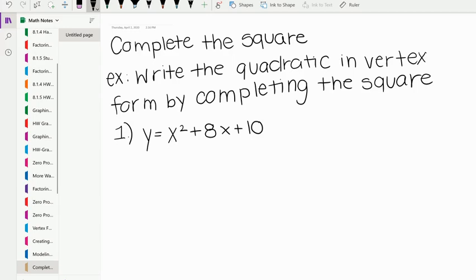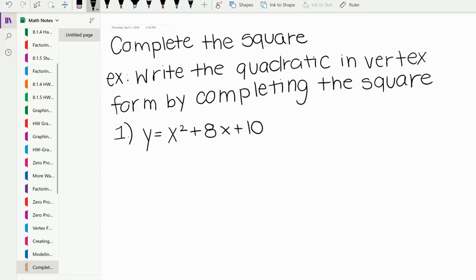So first of all, why would we want to put it into vertex form or graphing form? Well, the main reason is it's way easier to graph, right? In standard form, we don't really know too much besides the fact that we can see the y-intercept is 10, and maybe we can factor it and find the intercepts, but in vertex form, we can see the vertex and the a value very easily. So those are the benefits.